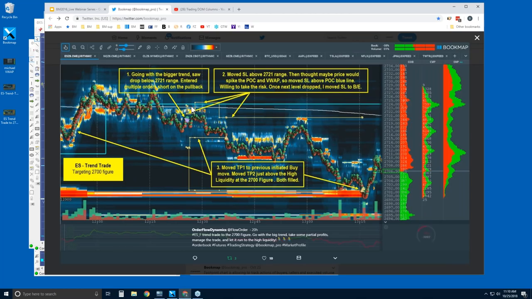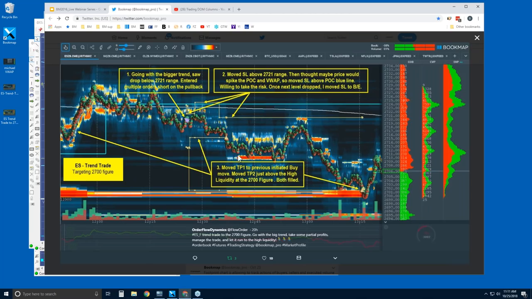I'm getting my feet wet again here on the S&P just because this thing rotates back and forth a few times, and I was willing to take a little bit. I moved my stop down immediately to the top of the range here, thinking I've got it. The S&P almost always comes back once or twice more. Therefore, I said, okay, I like this position. I've been looking for it all day to trade down to the 2,700 figure. I'll just move my stops up above the point of control and VWAP up here. So that's what I did. I was willing to take that risk.